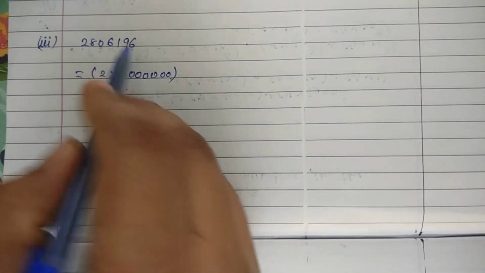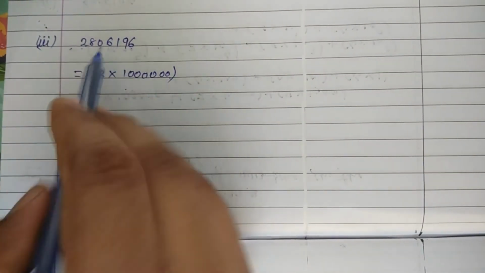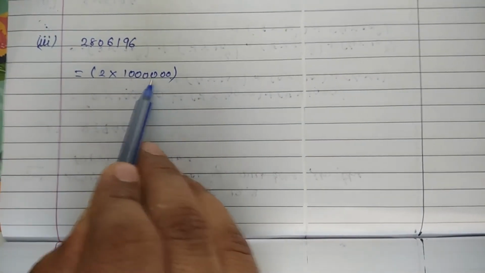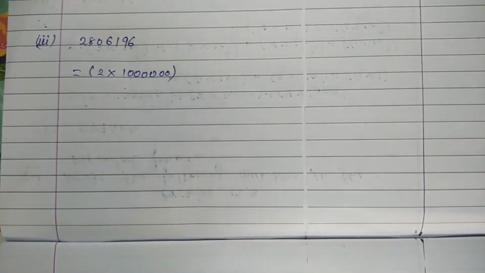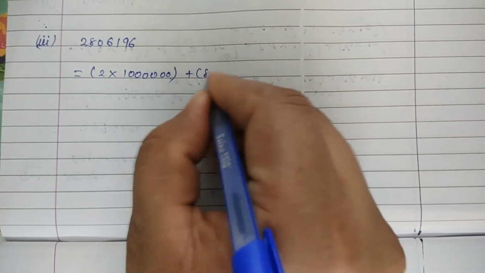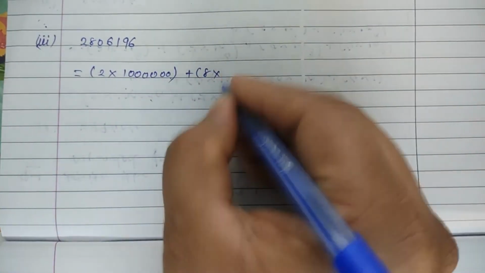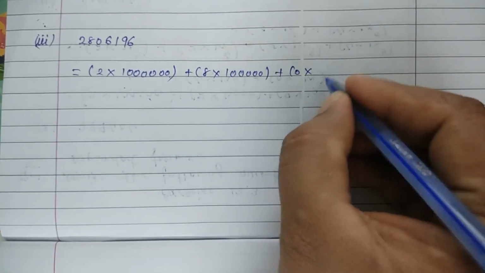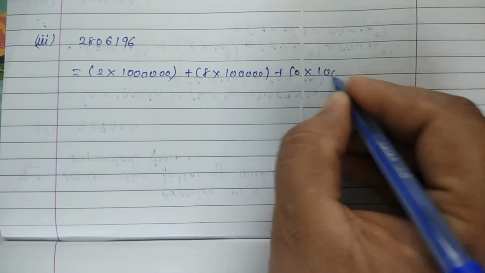Also you can do it this way. After 2 how many digits are there? That is 1, 2, 3, 4, 5 and 6. So that many 0s will come after 1. That is 1, 2, 3, 4, 5, 6, if the decimal point is not there. Plus 8 multiplied by, 8 is at lakhs place. That is 1, 2, 3, 4 and 5. Plus 0 is at 10,000 place.